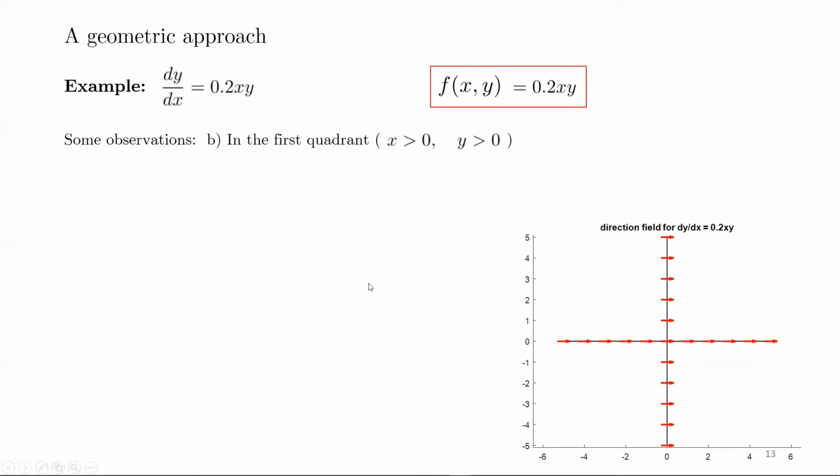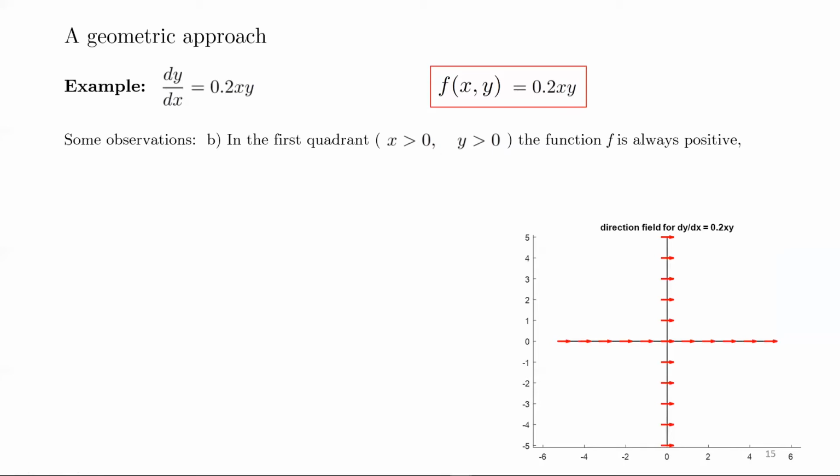Okay, now if we look in the first quadrant, well, in mathematics usually we start from the positive x-axis here and move anti-clockwise. So the first quadrant is this top right corner here on the graph. And in this first quadrant, x is greater than 0, and y is greater than 0. So we know that this function, f of x y, is going to be positive, right? So 0.2 times something that is greater than 0 times something that is also greater than 0, f is always going to be greater than 0. So the function f is always positive.